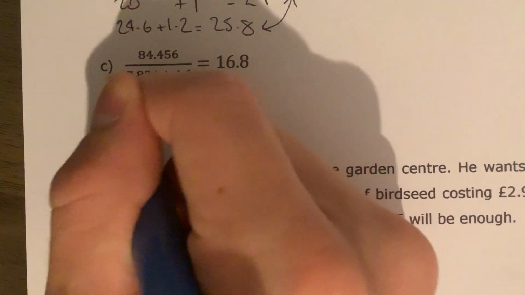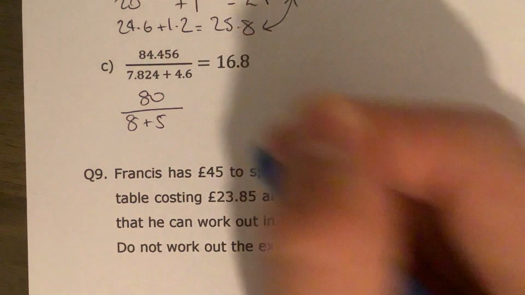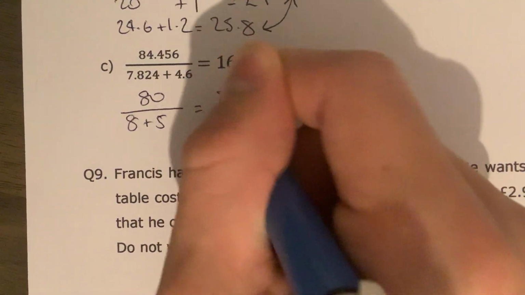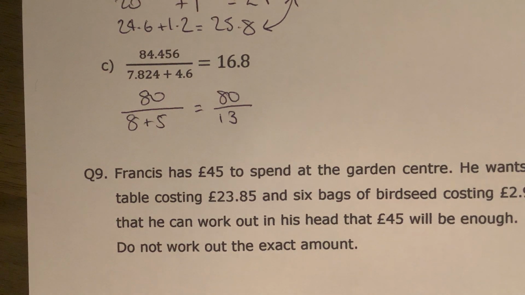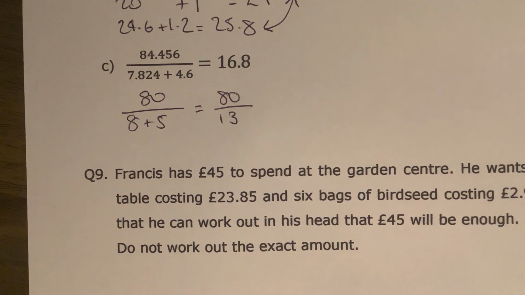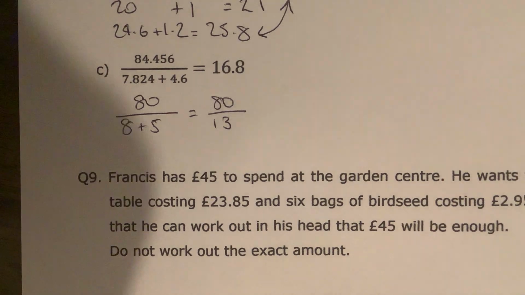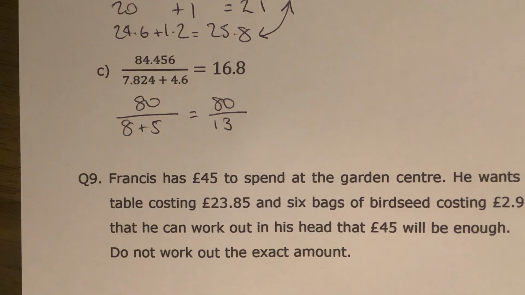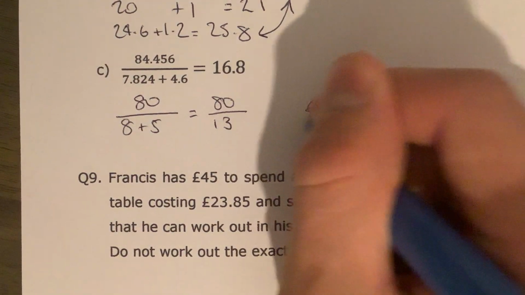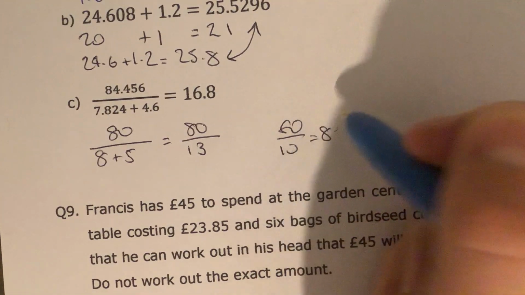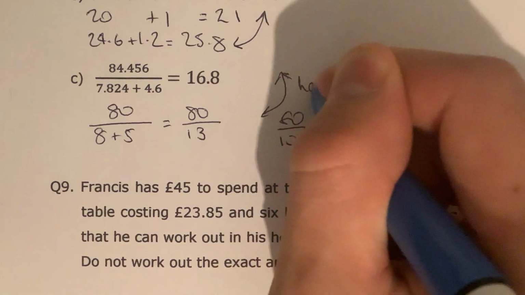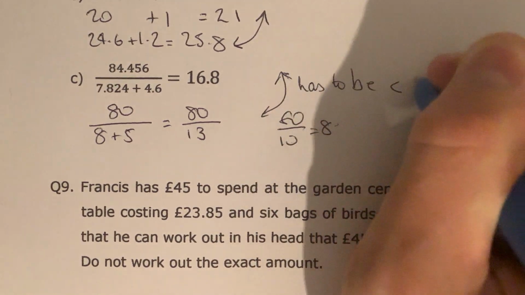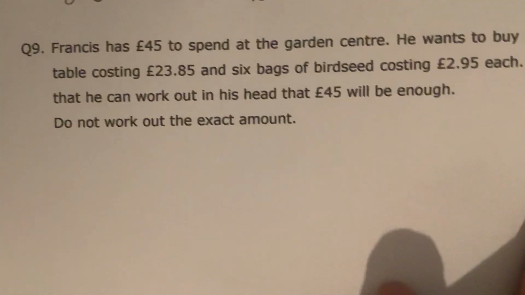80 divided by 8 plus 5. So 8 plus 5 is 13. Okay, so 80 divided by 13. Well, that's quite difficult. However, I know that my answer for that has to be smaller than 8, because 80 divided by 10 is 8. So if I divide by a bigger number, I'm going to get a smaller answer. So that cannot be correct, because it has to be less than 8.